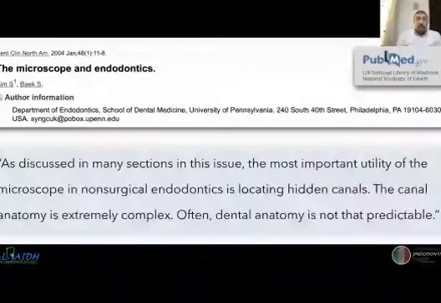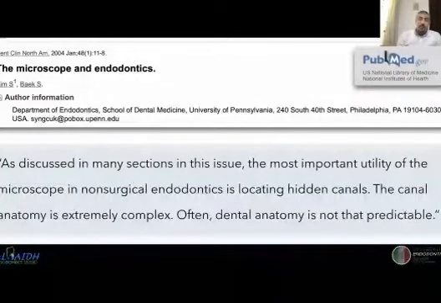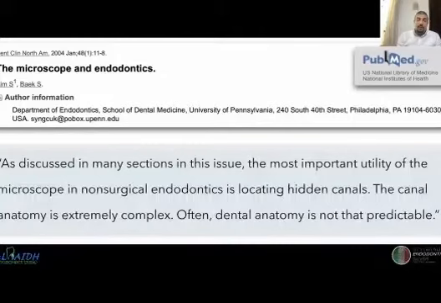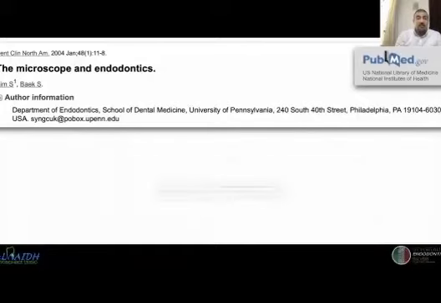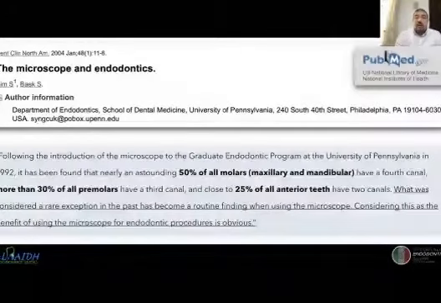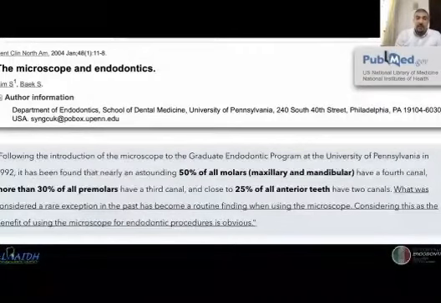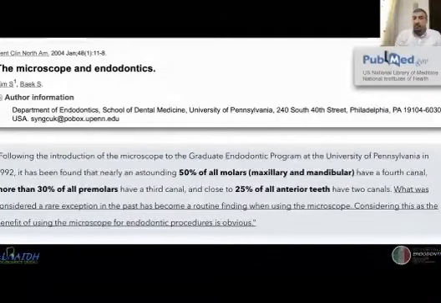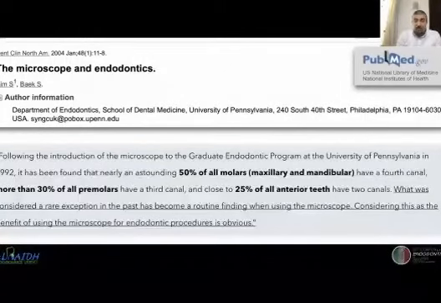So this is the most important utility of the microscope. Because of the magnification and the better illumination, we will easily see the pulp map, which contains all the orifices. It will lead us to the missed canals or orifices, because as we all know, the root canal system is very complex.